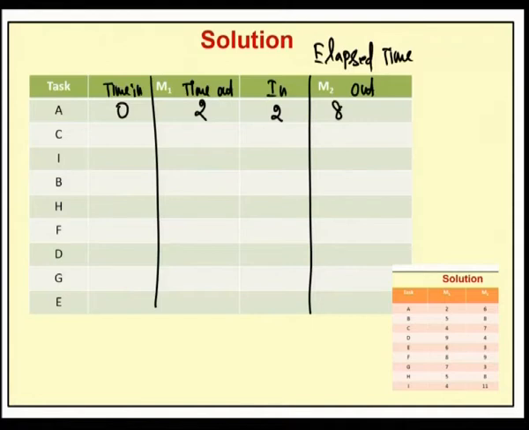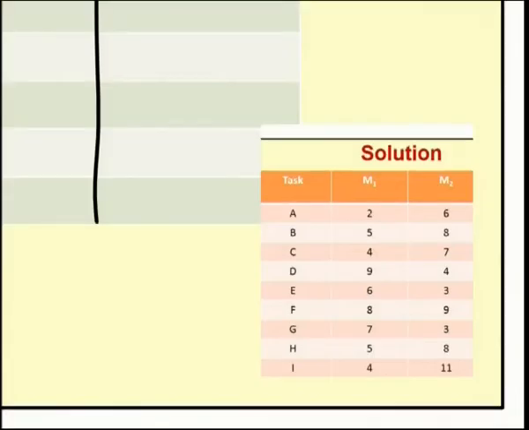So after performing the task A, the next task to be performed is C. For C, the in time is 2. Now in order to calculate the out time for machine 1 for task C, we make use of the processing time for machine 1 for C.